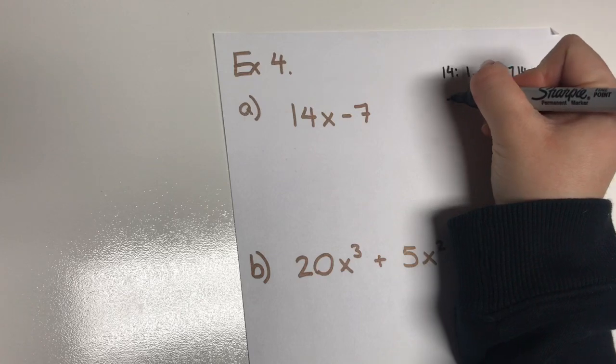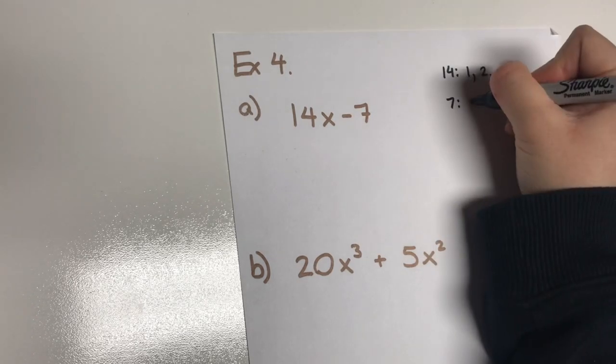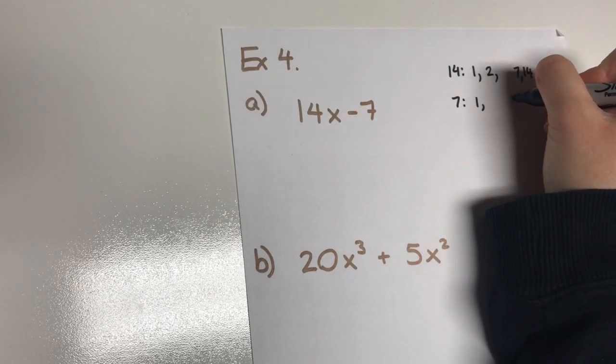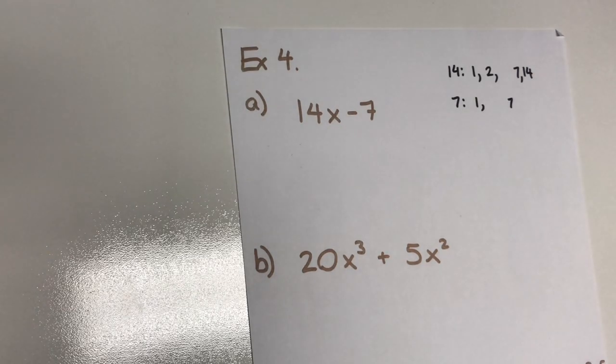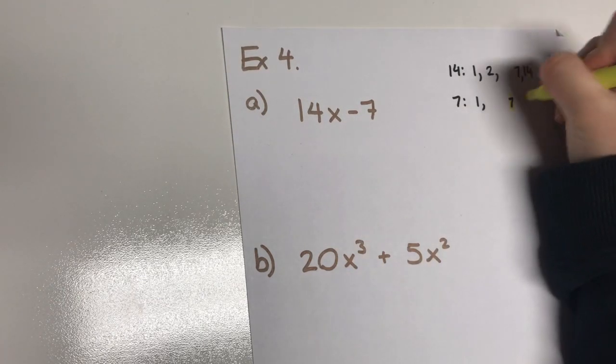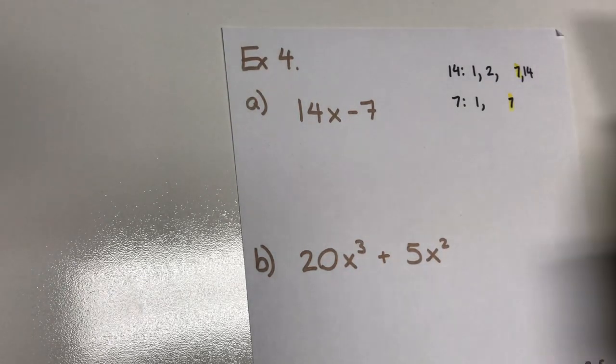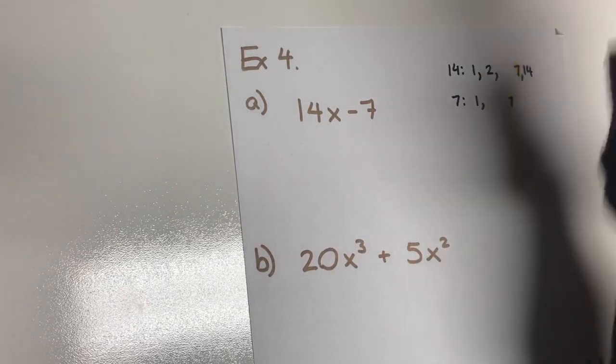The factors of 7, I know that 1 goes into 7 because 1 times 7 is 7, and that's it. There's nothing else because 7 is a prime number, so those are my only factors. Now I'm going to look at which ones they have in common. They have the 1 in common, and they have the 7 in common. The greatest number, the highest one, is 7. So that is my GCF, my greatest common factor.